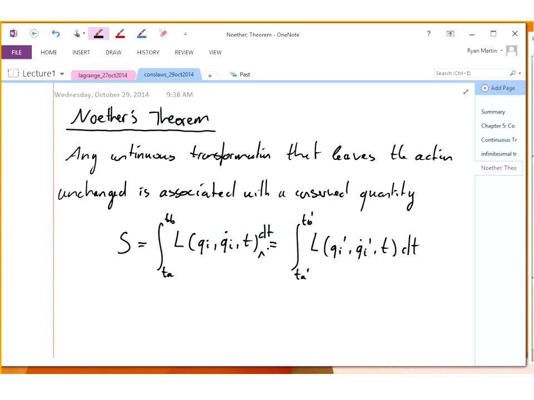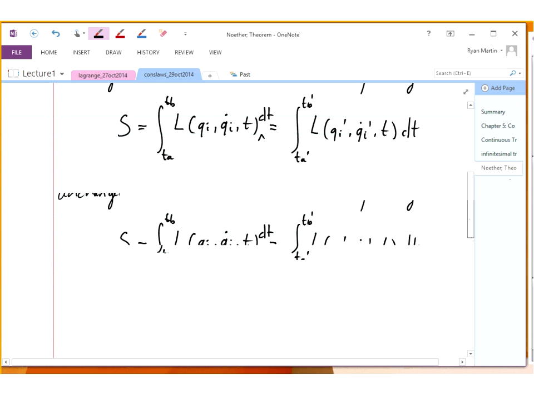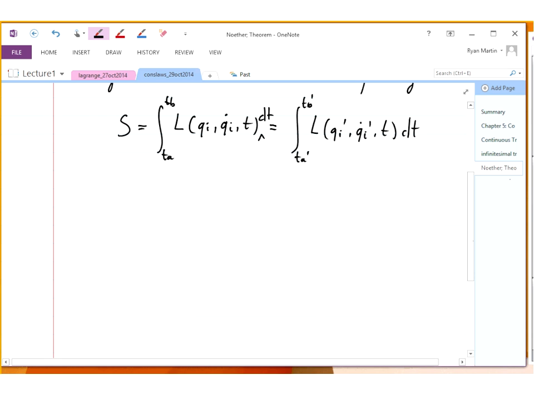You note that I didn't put a t prime in the integrand of the second integral. That's because t gets integrated over, right? And so it's just a dummy integration variable. But the limits are changed from ta to ta prime and tb to tb prime. Okay, so the theorem tells us that if delta S equals 0, then there is a conserved quantity.